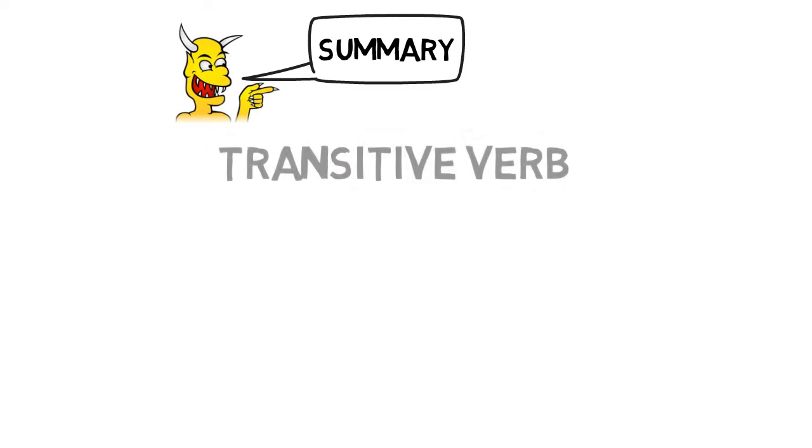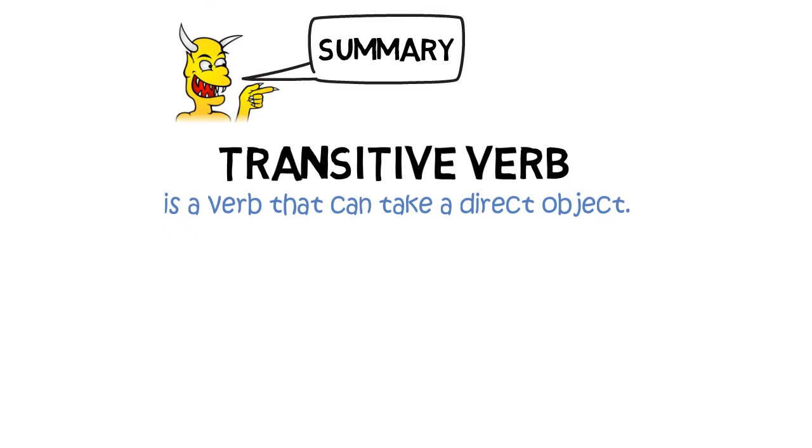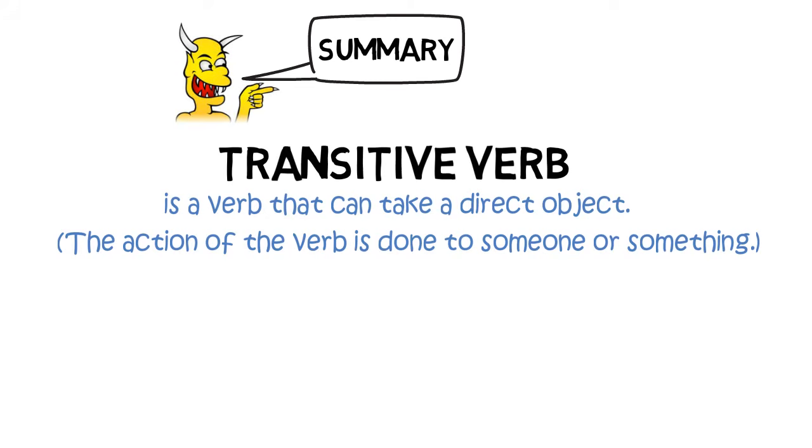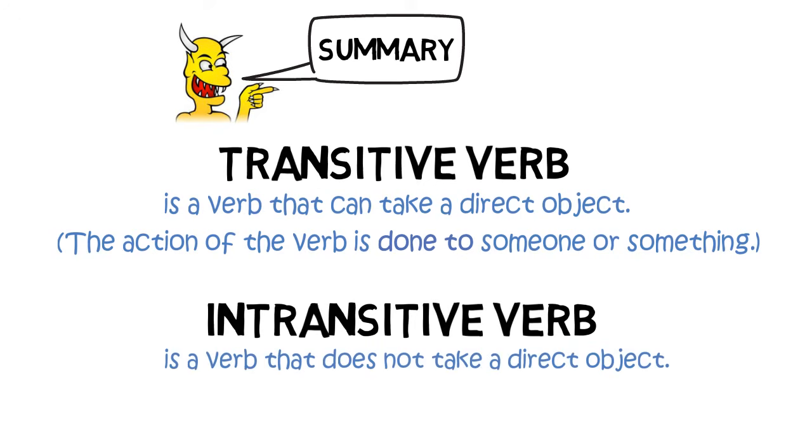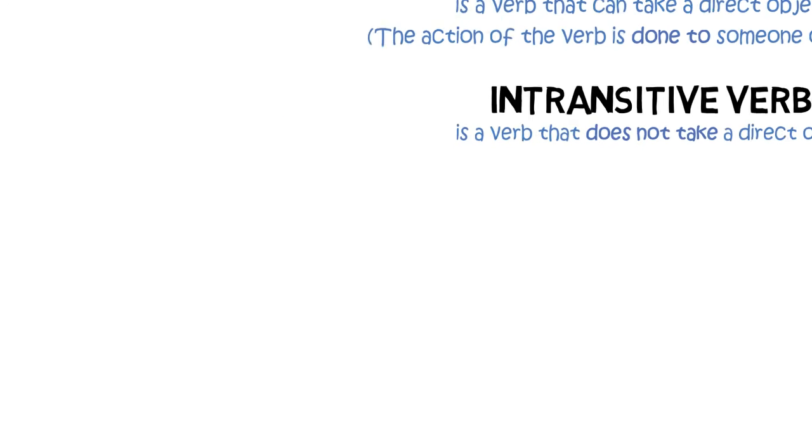Here's a quick summary. A transitive verb is a verb that can take a direct object. You can find the direct object by asking what or whom after you've found the verb. In other words, it's done to someone or something. An intransitive verb is a verb that does not take a direct object. In other words, it isn't done to someone or something. It just involves the subject itself. Remember, this is useful stuff for learning a foreign language. In English, if you're a native English speaker, you probably do this stuff naturally.